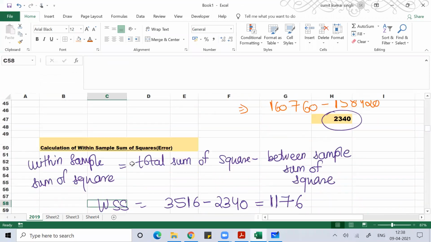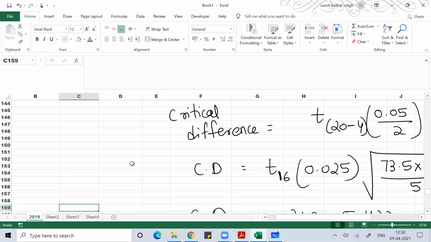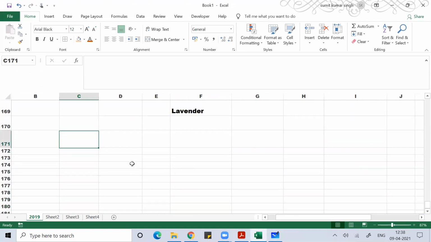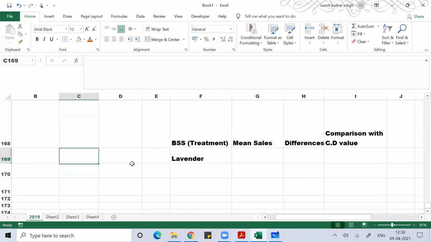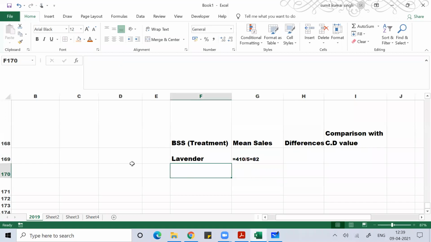Now I'll find the mean sales. First thing was lavender. What is the mean sale? The total for this is 410, and 5 values are given. 410 divided by 5 will be 82. Then next one was rose, then you have lily, and then you have the others.